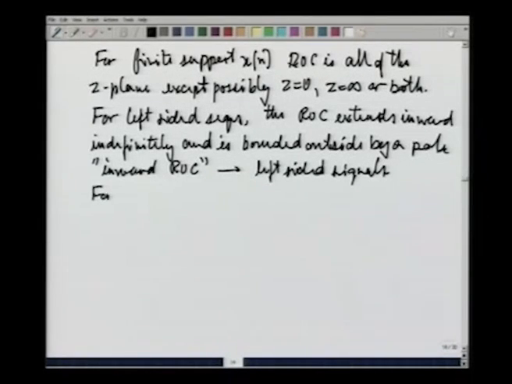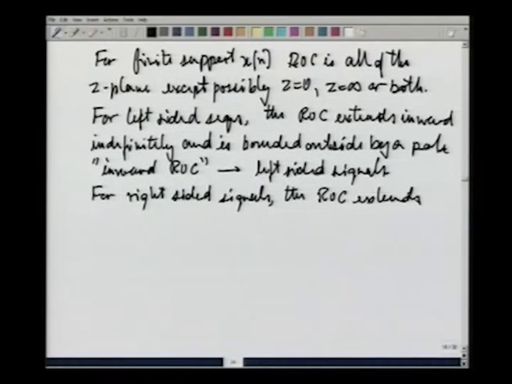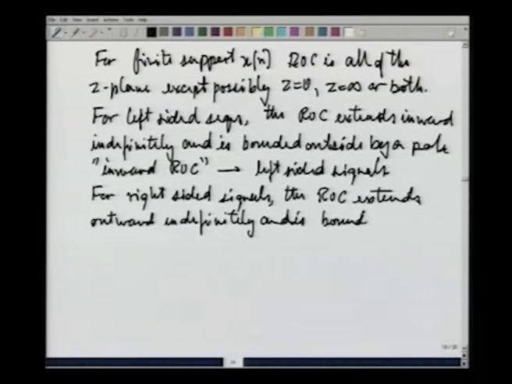Next, for right sided signals, the ROC extends rightward, or rather outward, indefinitely, and is bounded inside by a pole.